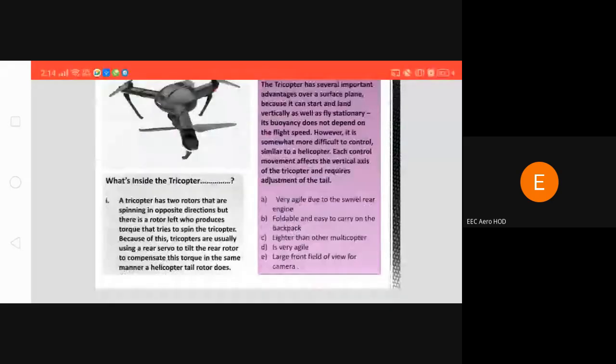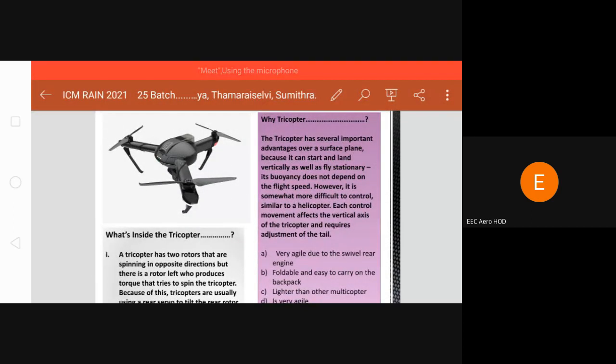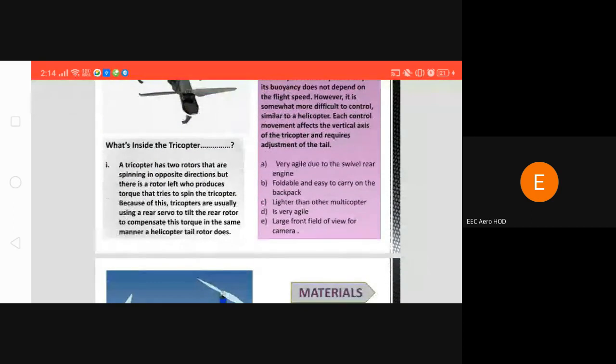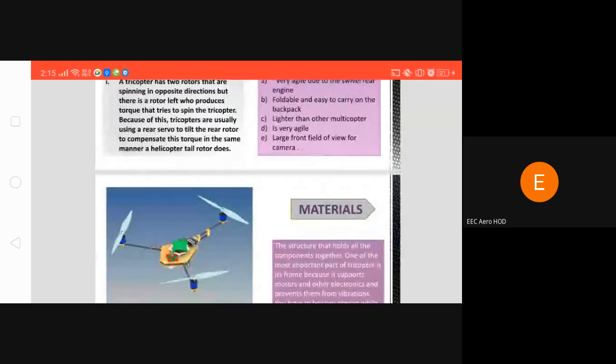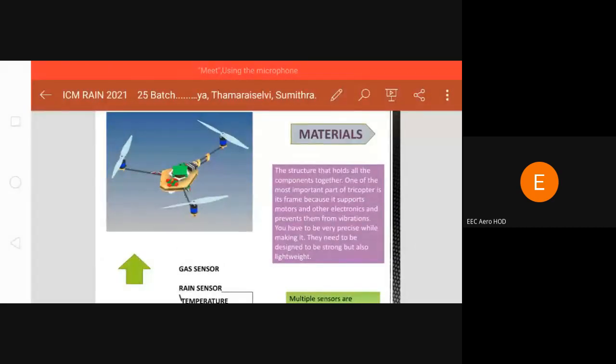I have already told about why we chose tricopter over quadcopter: it is very agile due to the swivel rear engine, foldable and easy to carry in a backpack, lighter than other multicopters, and has a large front field of view for the camera. This structure holds all components together. One of the most important parts of the tricopter is the frame, because it supports the motor and other electronics and prevents vibration.